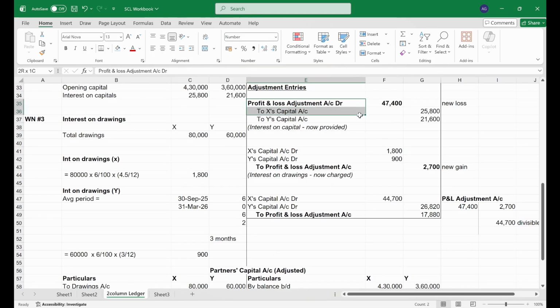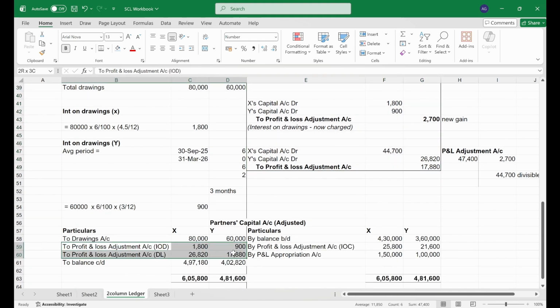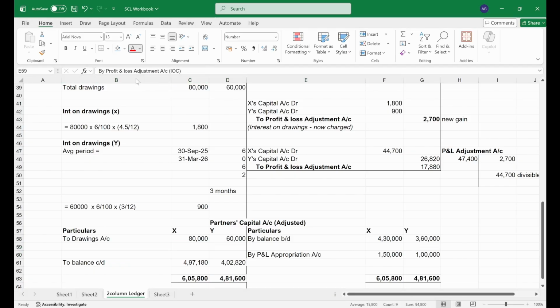Now let us quickly recall how to do this adjusted capital balance. First step is you have to find out these three entries. These three entries you should first fix, and then when you open the adjusted capital account, you have to retain the old capital account as it is. You just have to remove the balance carry down.